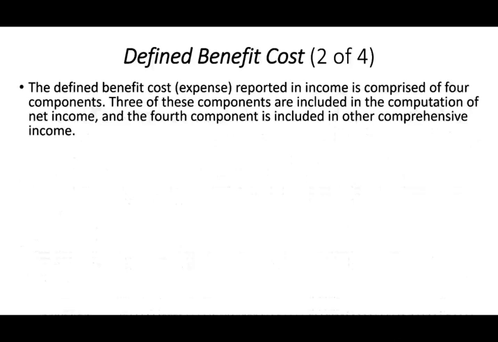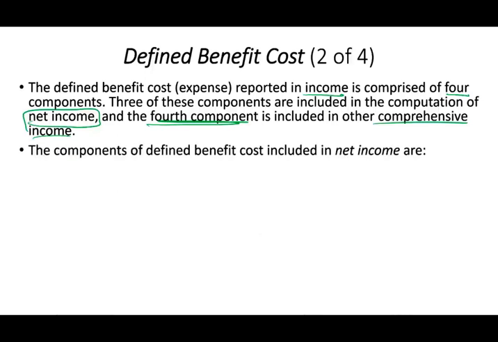The defined benefit cost or expense reported in the income statement is comprised of four components. Okay, once there is a list, I'm going to go over this list. Three of these components are included in net income, and the fourth component is included in other comprehensive income. So first, I'm going to show you the three components that are included in net income, then we'll talk about the component that's included in other comprehensive income.